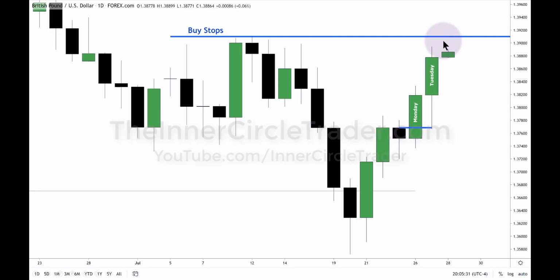Using the bias that suggests that this is likely to reach up into these buy stops, I'm anticipating a continuation into Wednesday to attack this. Now, does it need to do it? No, because I've already been profitable on the entry and management of Tuesday's trading.